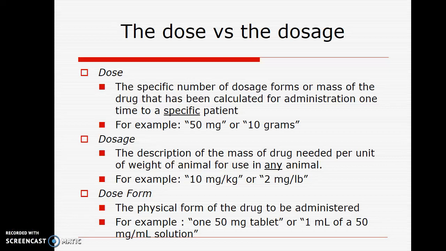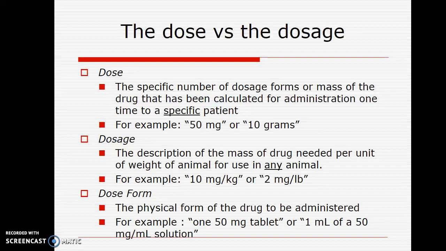Going to talk about how that drug order is converted into the prescription that you're going to dispense to the client. So we need to talk about some terminology. The dose. The dose is a specific amount of drug, usually expressed in milligrams or grams, that is given to a specific patient at one time. So, for example, it would be 50 milligrams of a drug or 10 grams of a drug administered to that animal in just one time.